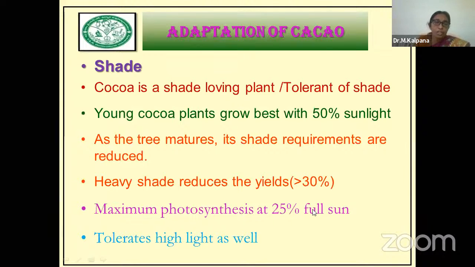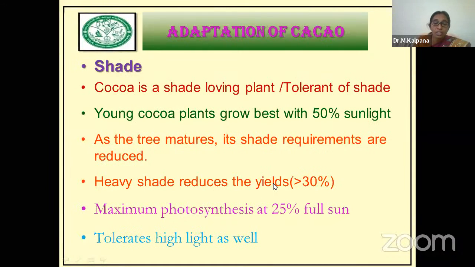So coming to shade, cocoa is a shade loving plant which is tolerant to shade. Young cocoa plants require 50% of the sunlight, whereas as the tree matures, its shade requirement gradually reduces. Why? It will form the first jorquette, then the second jorquette, so there will be self shading. Because of self shading, the mature tree requires less shade.